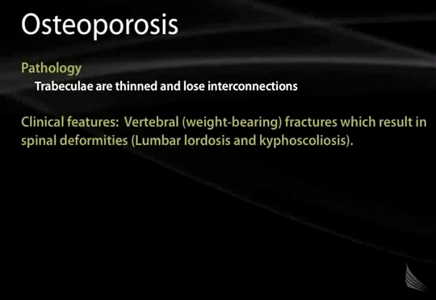What do you see pathologically? Well, grossly, the trabeculae are thin and lose their interconnections. The patients tend to suffer from vertebral fractures. Here, the body puts weight on the thinning vertebrae, so you have the development of spinal deformities, the development of a lumbar lordosis and kyphoscoliosis.